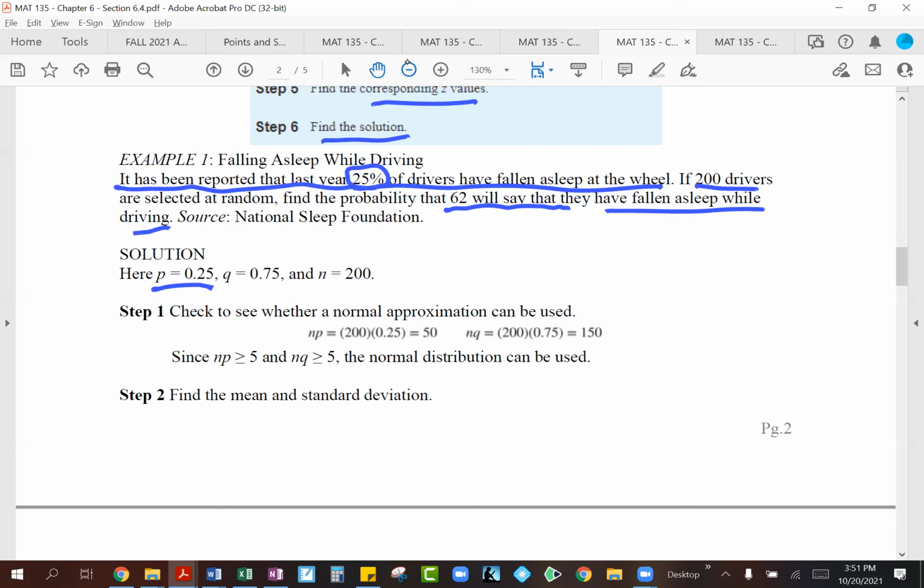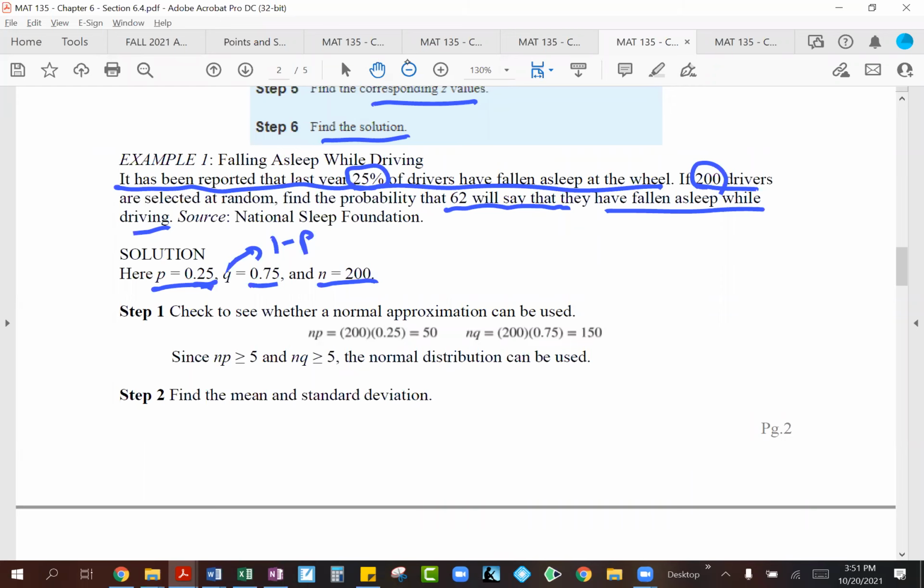Your n value is your number of trials, which in this case ends up becoming the number of drivers. So that's the 200. Remember, your q value is again 1 minus p. So this is where you are taking 1 minus 0.25, and that's how they come up with the 0.75.